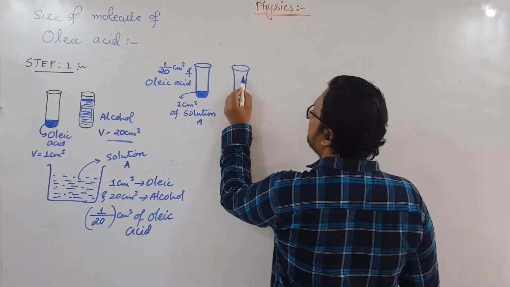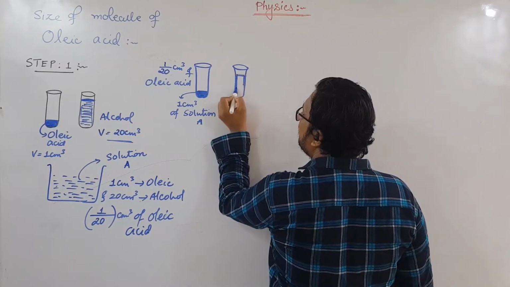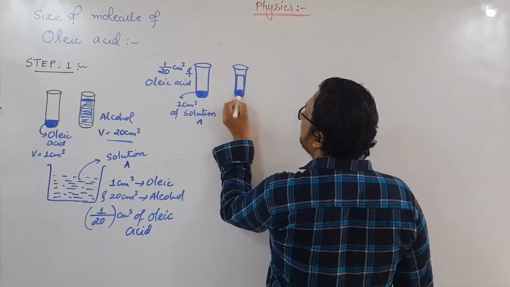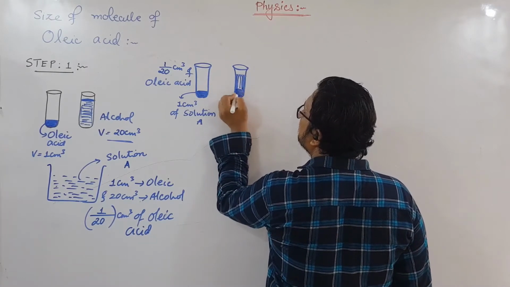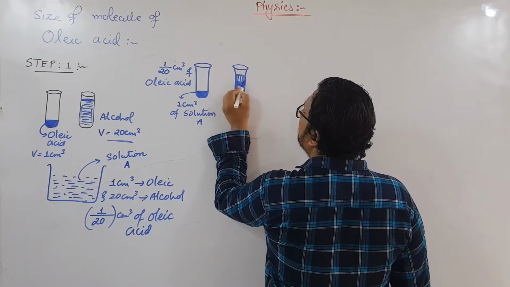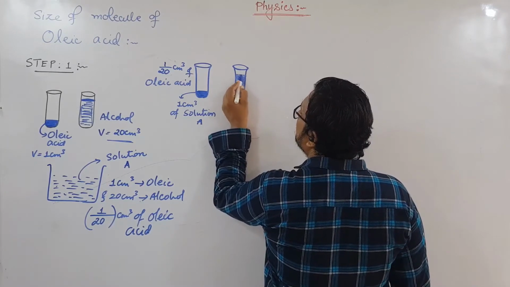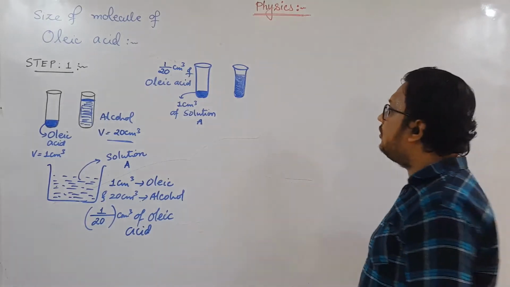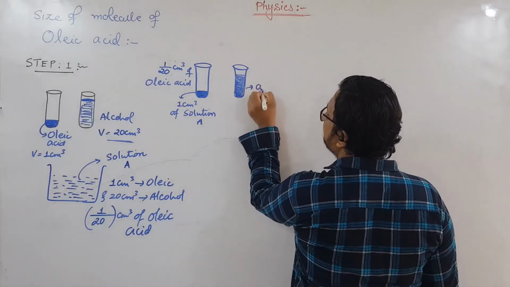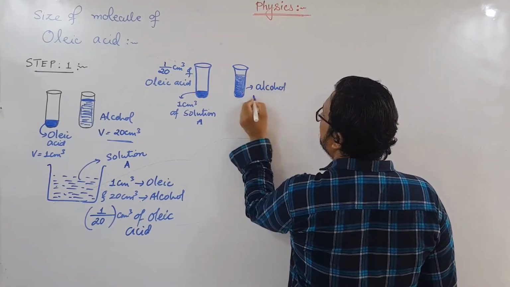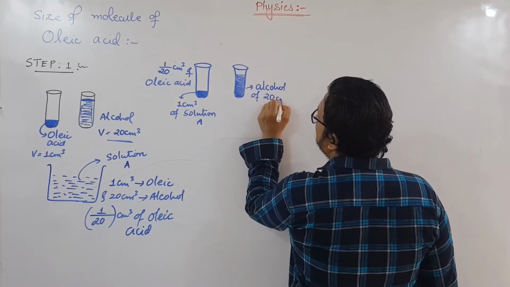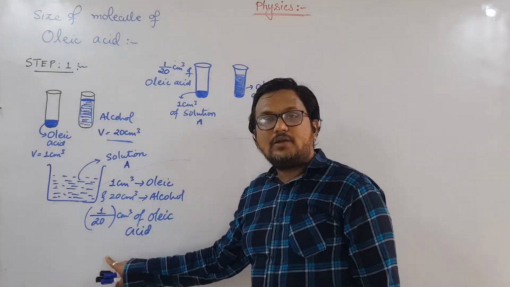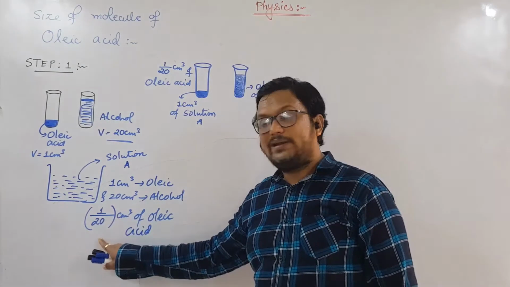Now in the next test tube we have again filled alcohol of volume 20 centimeter cube. So in this test tube we have again filled alcohol, and it contains 20 centimeter cube. What we have done, we have diluted oleic acid of 1:20.